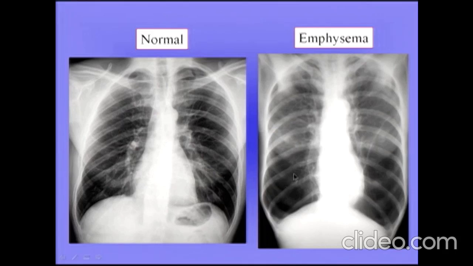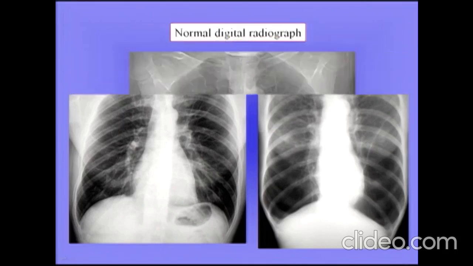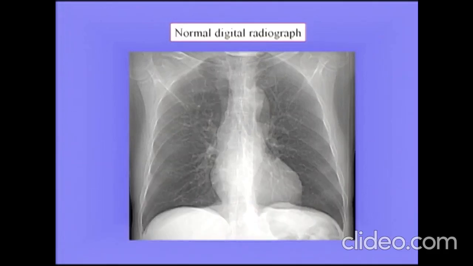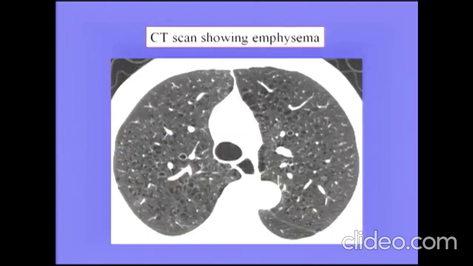And if you have films that can show the small blood vessels, as you can in a digital radiograph, you can see the small blood vessels here. This is a normal digital chest radiograph. You can see the small vessels, and in a patient with emphysema, these vessels disappear because of the destruction of the alveolar walls. We can also see, with digital techniques, the changes in emphysema.